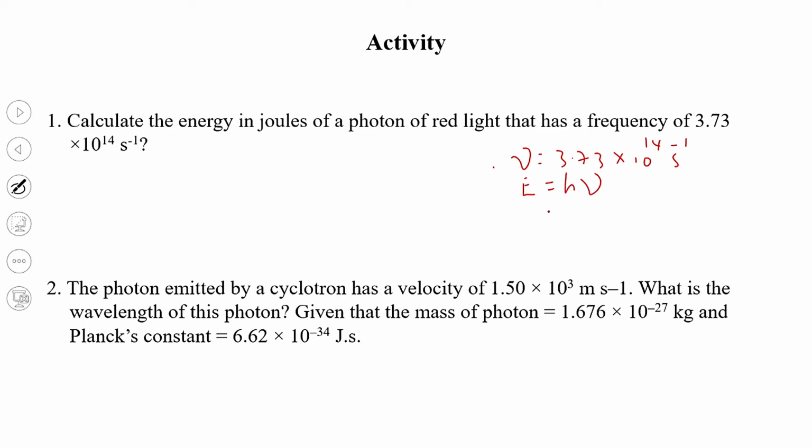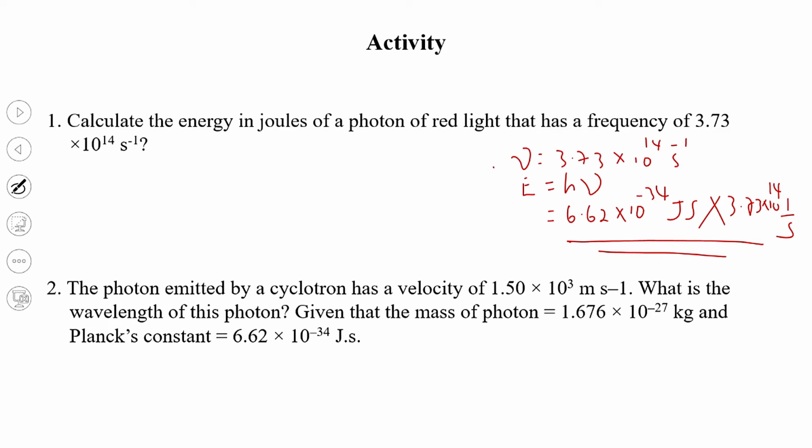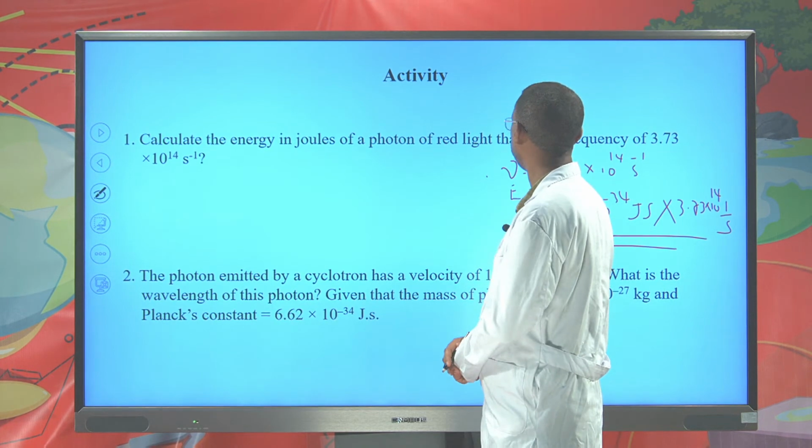What is the energy? We know that the energy is h nu. h is the Planck's constant. So the Planck's constant is 6.62 times 10 to the power of minus 34 joule second, times the frequency, 3.73 times 10 to the power of 14 per second. So by multiplying these two numbers, we can get the energy of a photon in terms of joule.